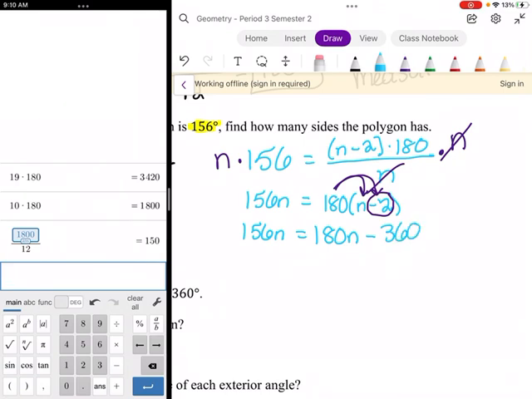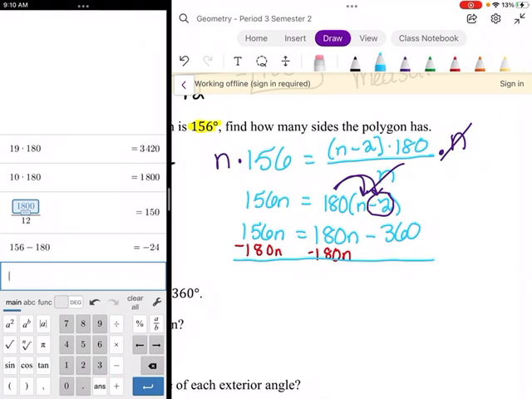Now we just have a simple linear equation that we are going to be solving. So to do that, we need all of our n values on the same side. So we're going to subtract this 180n because we already have an n by itself on the other side. So when we do that, if we take 156 minus 180, we're going to get negative 24n. And these simplify, and we just bring down the negative 360. When you do that, make sure you're careful not to forget the negative because that will change your answer.